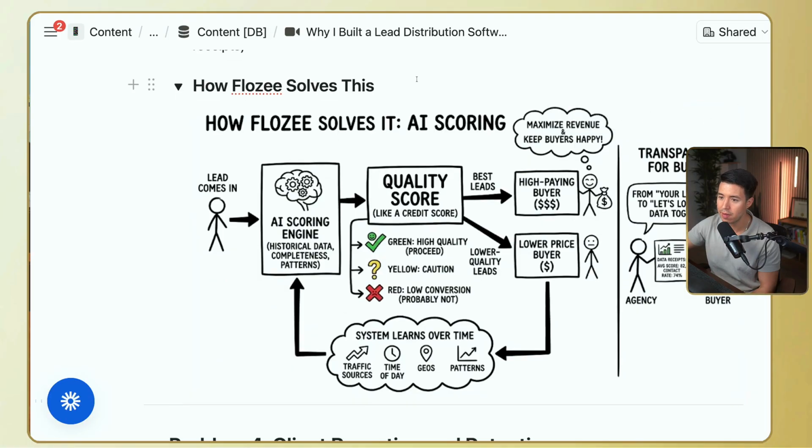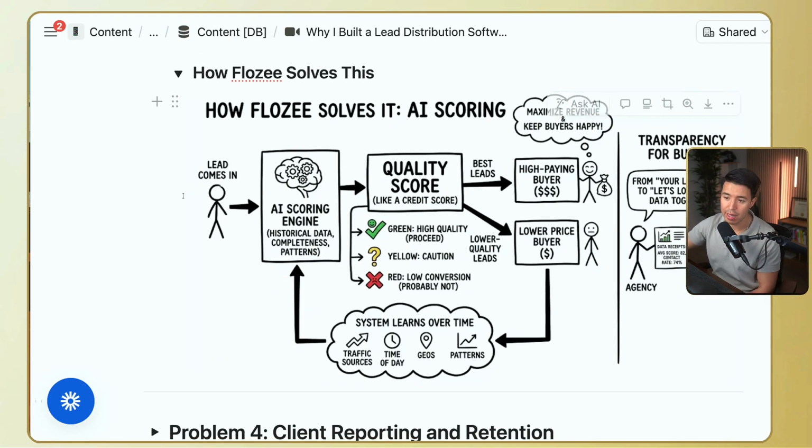So how Flowzy solves this is AI scoring. So the lead comes in, we have an AI scoring engine that gives it a quality score, like a credit score: green, high quality; yellow, caution; red, low conversion. Right? You give your best leads to the higher paying buyer, you can charge more potentially, right? Maximize your revenue. Lower price buyer gets the lower quality leads, system learns, and you have transparency for buyers. If they say the leads suck, you can look at the data and be like, hey, our AI actually scored this from all of these data points that we have, and actually the leads are good.